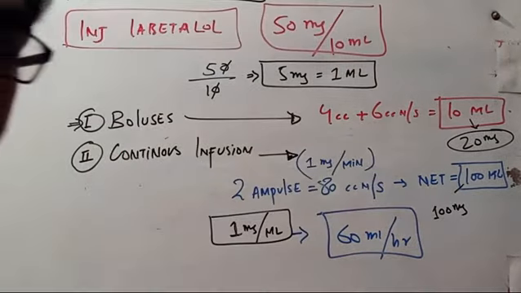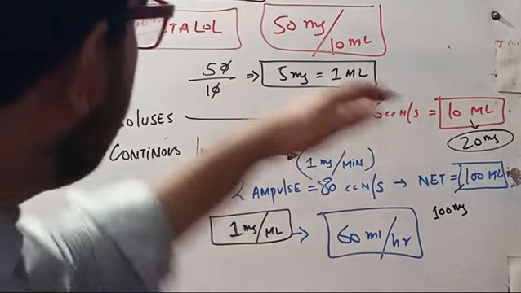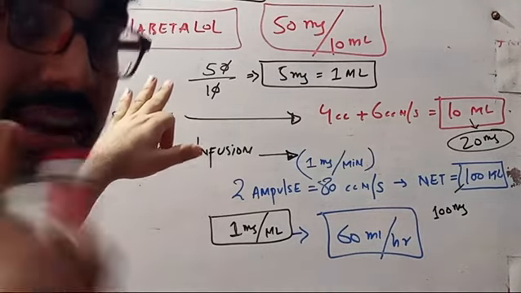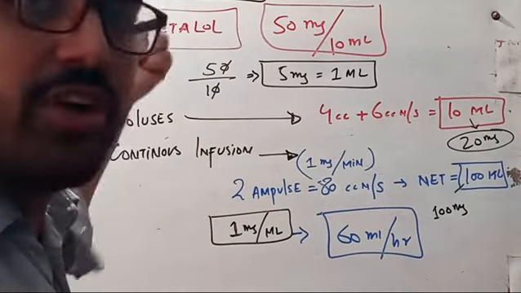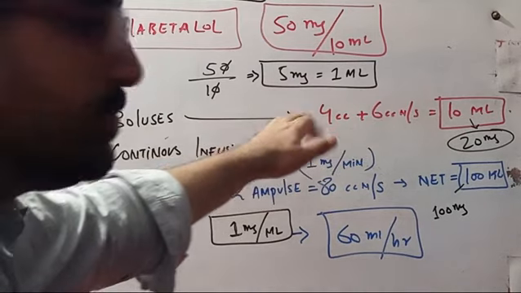And then we check the BP after 15 to 30 minutes. If the BP is still high, it means we have not achieved our targets based on our previous discussion. We can repeat the dose, the same dose.